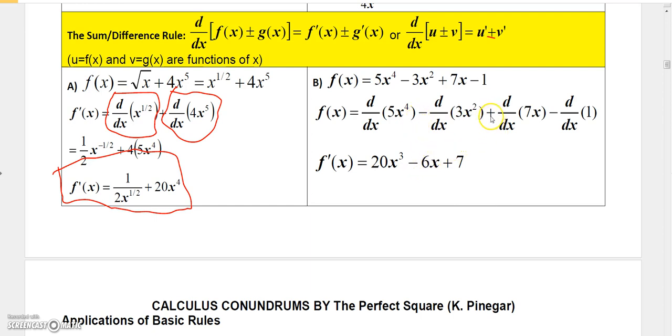And then the derivative of 7x, that's 7 times the derivative of x. And remember, the derivative of x is 1. So 7 times 1 would just give me 7. And then this is a constant, and remember the derivative of a constant is just 0, so I wouldn't add anything for that. And so my final answer would be this derivative here, 20x cubed minus 6x plus 7.